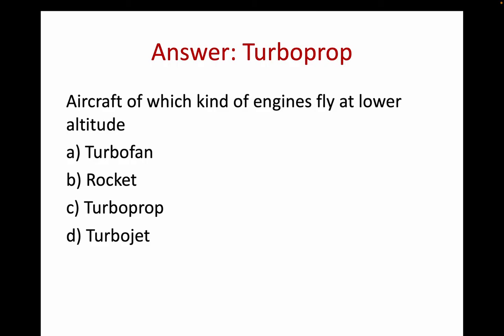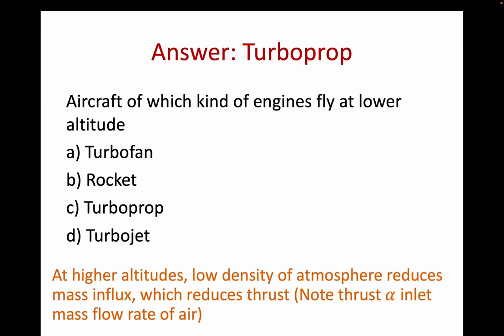And the other important component that affects thrust is the exhaust velocity. Now turbofan and turbojet engines rely more on the exhaust velocity component. Turbofan relies on both m dot and the exhaust velocity, whereas turboprop heavily relies on the m dot component, that is how much mass influx we are taking. As we go to higher altitude, since the density is decreasing, the mass influx also decreases, and hence that decreases the thrust of the turbopropeller engine. So it cannot fly at higher altitudes.